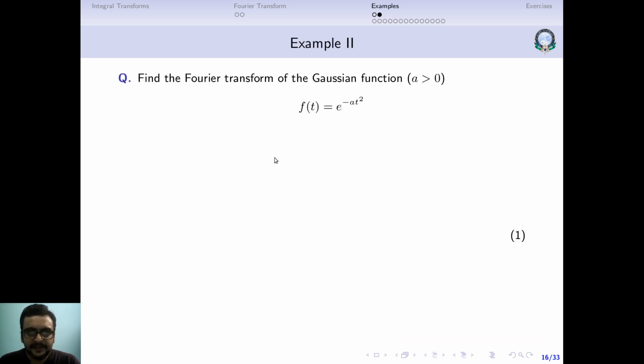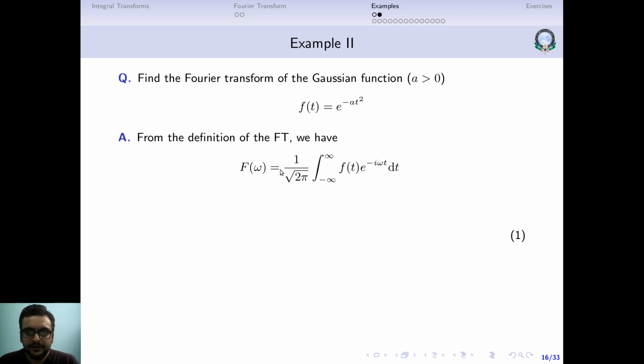The second example is we need to find out the Fourier transform of the Gaussian function. This is the Gaussian function, f of t equals e to the power minus a t square, where a is a positive quantity. Again, we go to the definition of the Fourier transform: 1 by root over twice pi, integration from minus infinity to plus infinity, f of t e to the power minus I omega t dt. So we just substitute f of t.